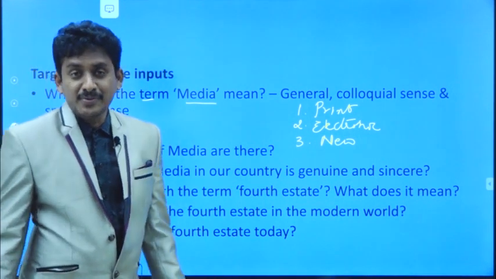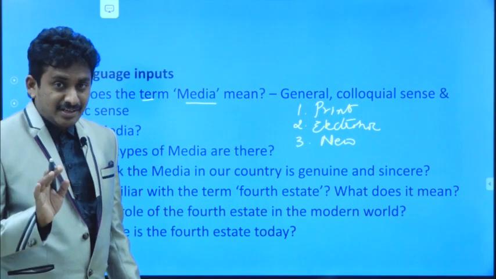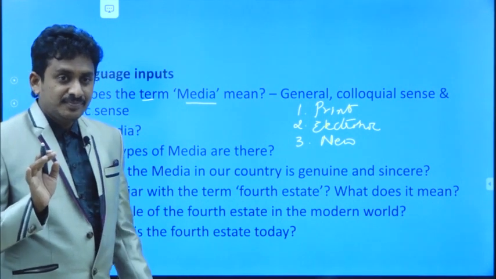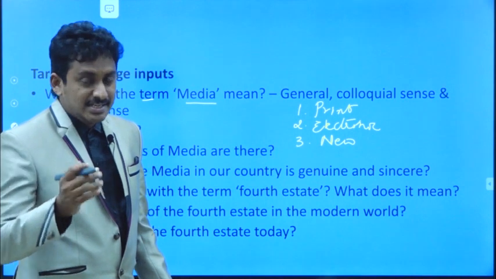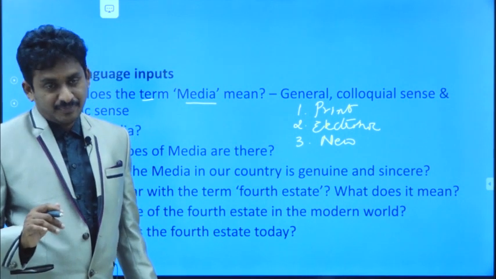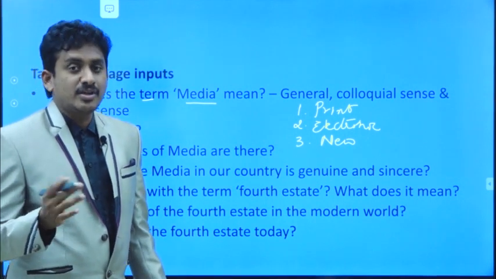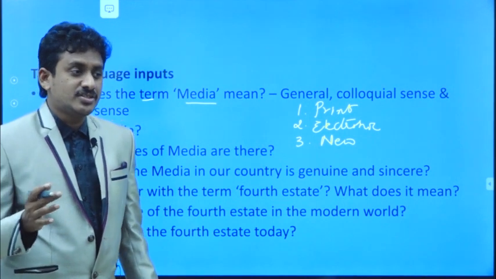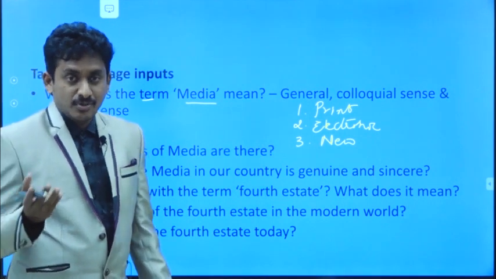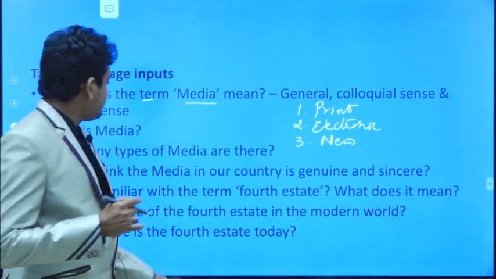So do you think the media in our country is genuine and sincere? That's up to you. You have to think about that. So is the media really playing a very good role? Is it really helping the society? In what way? Or is it destroying the emotions? Is it destroying the ethics in the society? You have to tell me the answer.